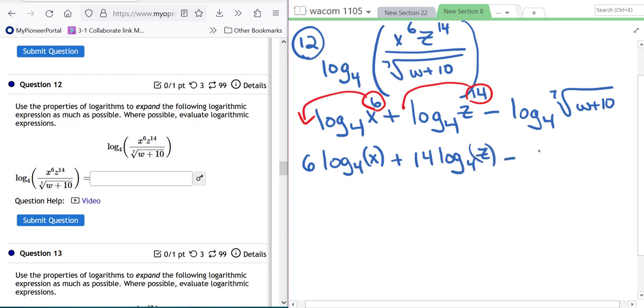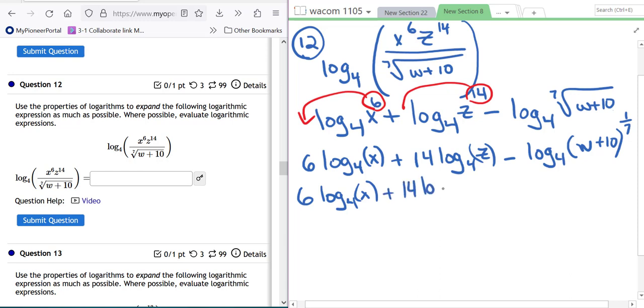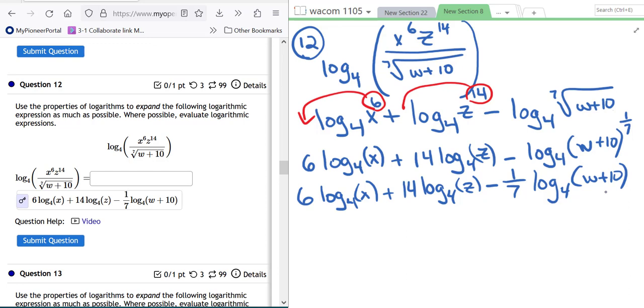And then we have minus log base 4. We're going to keep this in parentheses because it has more than one piece. W plus 10 to the 1/7. And the only thing I have left to do is I have to bring the 1/7 down in front of this log. So everything else is good. Alright, so 6 log base 4 of x plus 14 log base 4 of z minus 1/7 log base 4 of w plus 10.